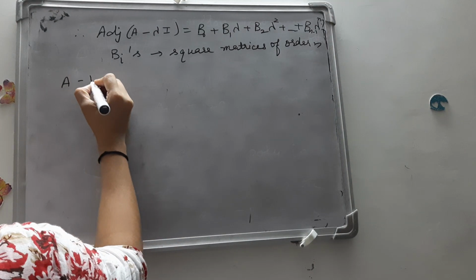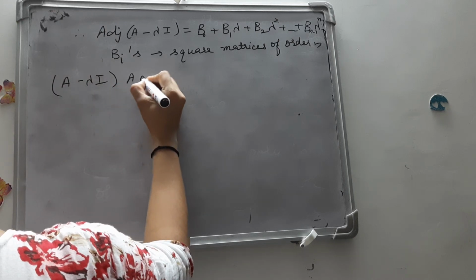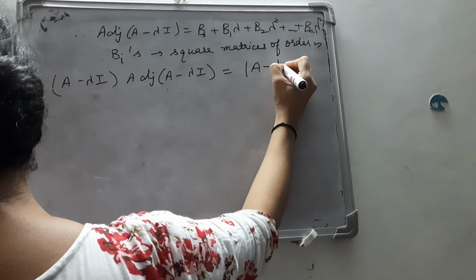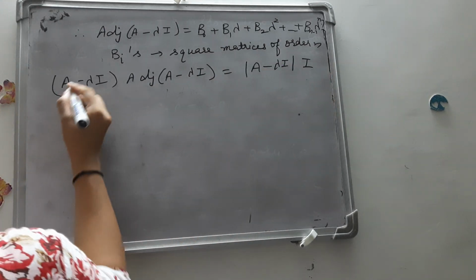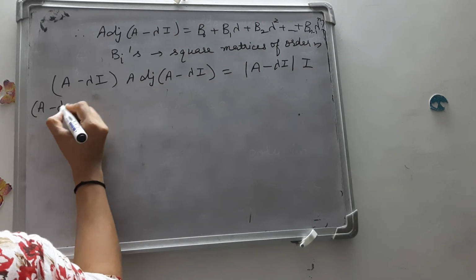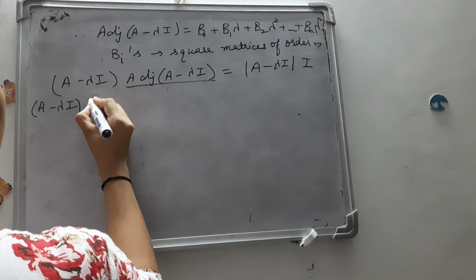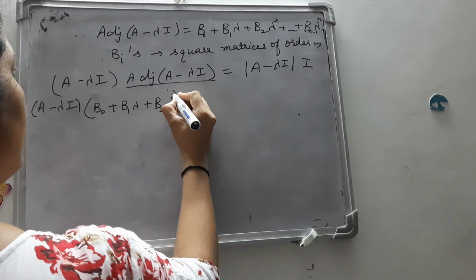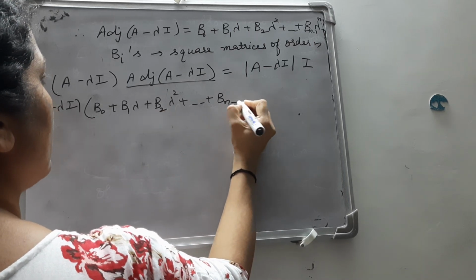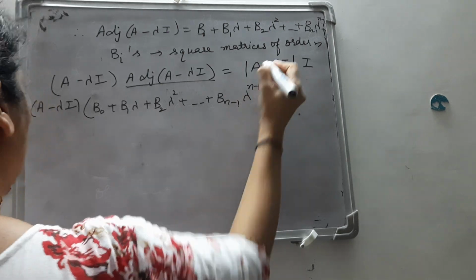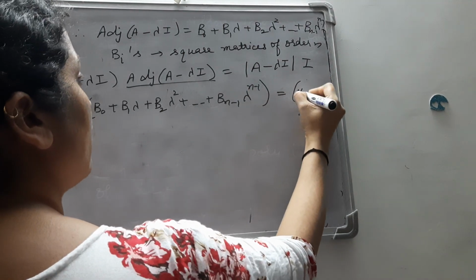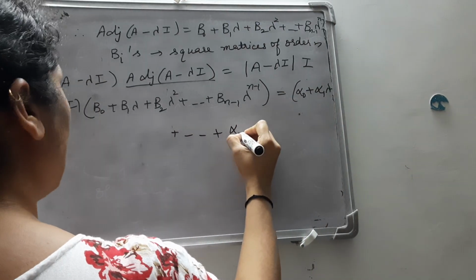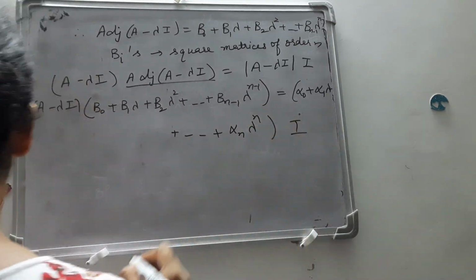Now, A minus lambda I times the adjoint of A minus lambda I equals the determinant of A minus lambda I times I. By putting the values, we get A minus lambda I times B naught plus B1 lambda plus B2 lambda square up to Bn minus 1 lambda power n minus 1, equal to alpha naught plus alpha 1 lambda up to alpha n lambda power n, times I.